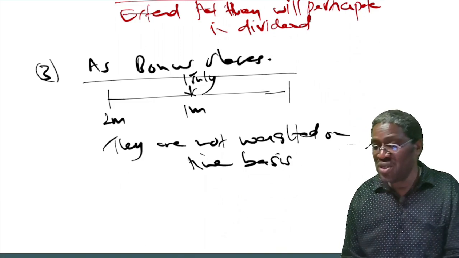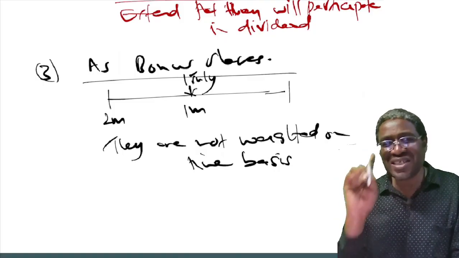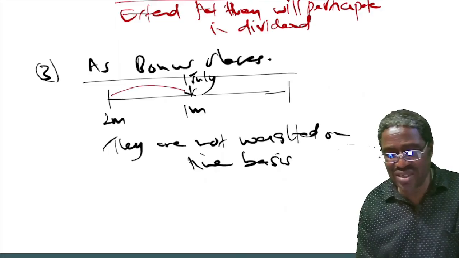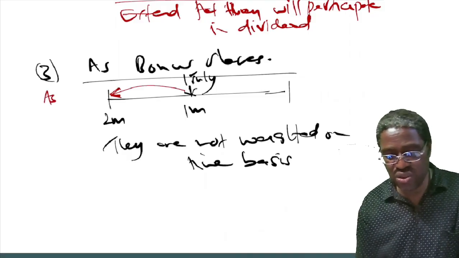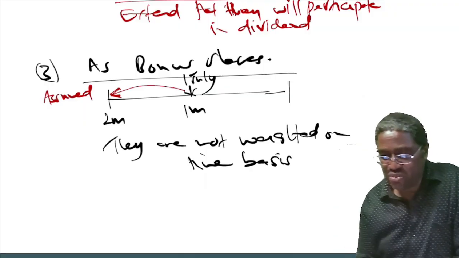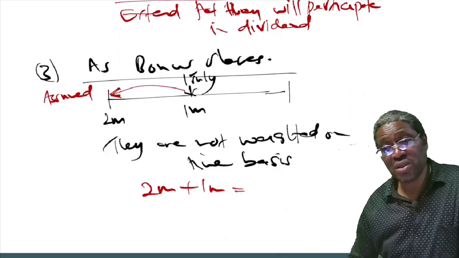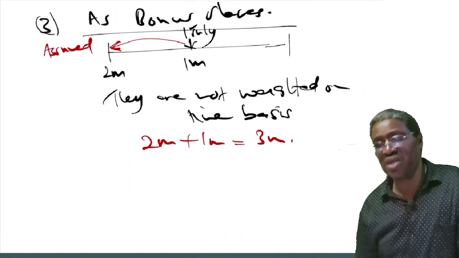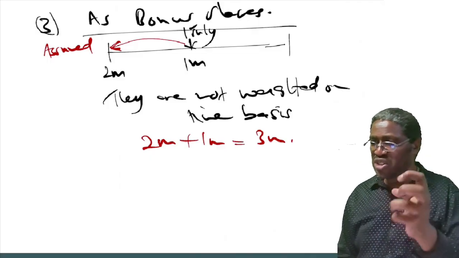So when bonus shares are issued, any time during the year, the assumption is they are assumed to be issued at the beginning of the year. That's why we don't multiply by 6/12. You're taking your 2 million shares plus 1 million shares, you get 3 million shares. Good. So you don't multiply by 6/12. You will use 3 million shares.